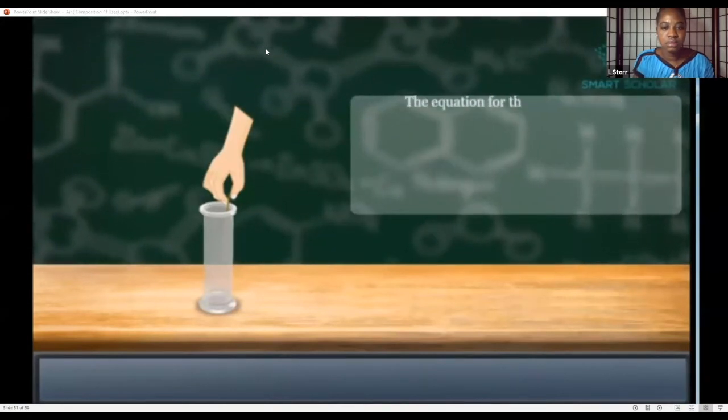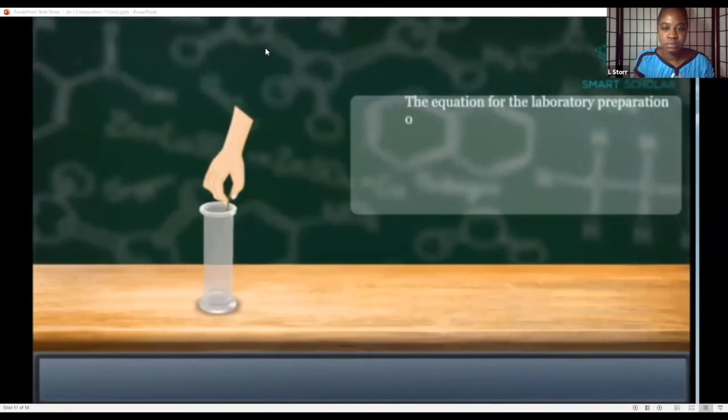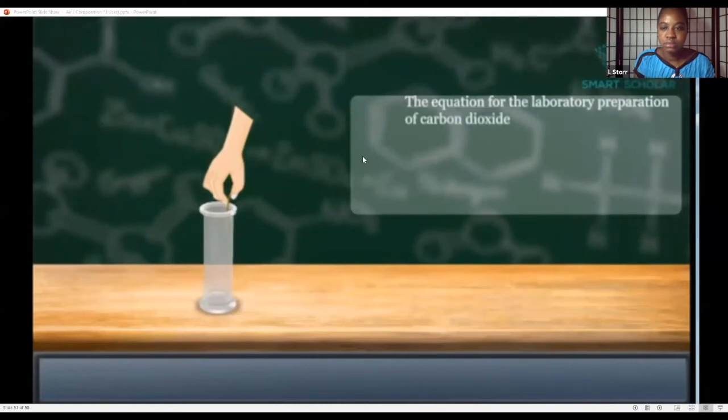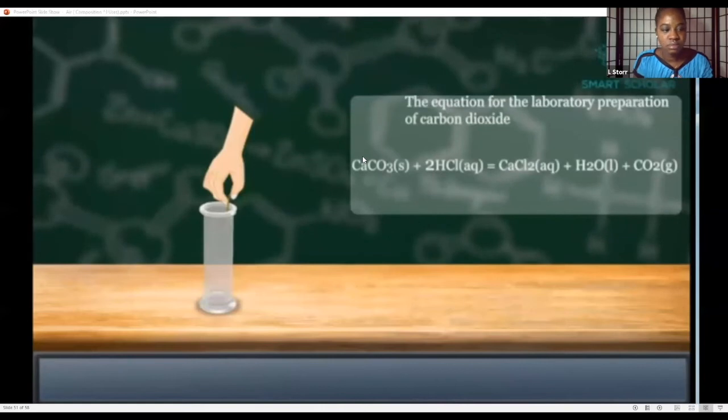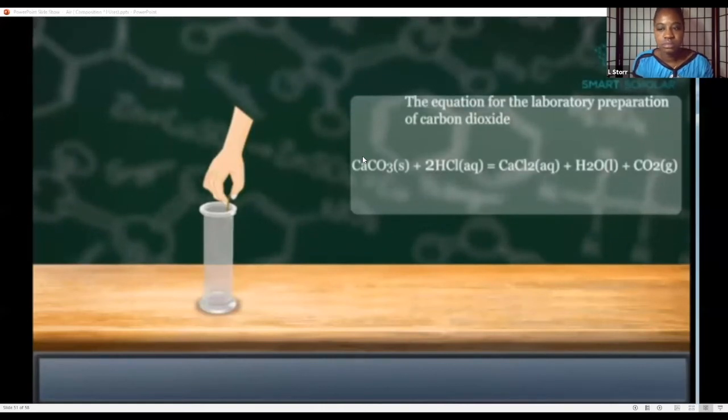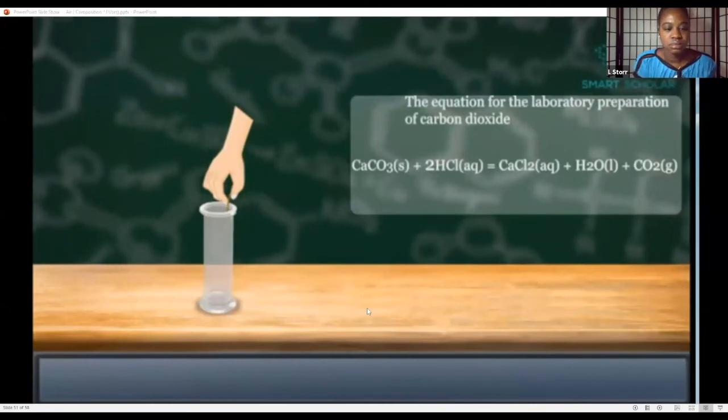The equation for the laboratory preparation of carbon dioxide is CaCO3 plus 2HCl gives CaCl2 plus H2O plus CO2.